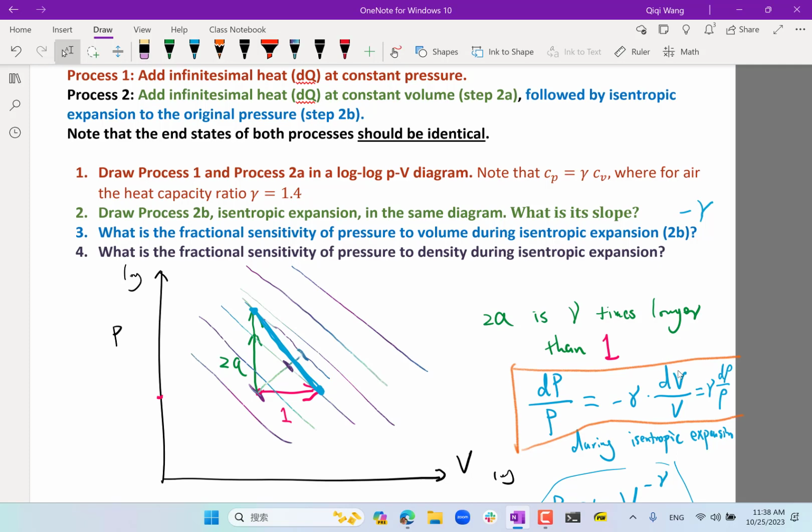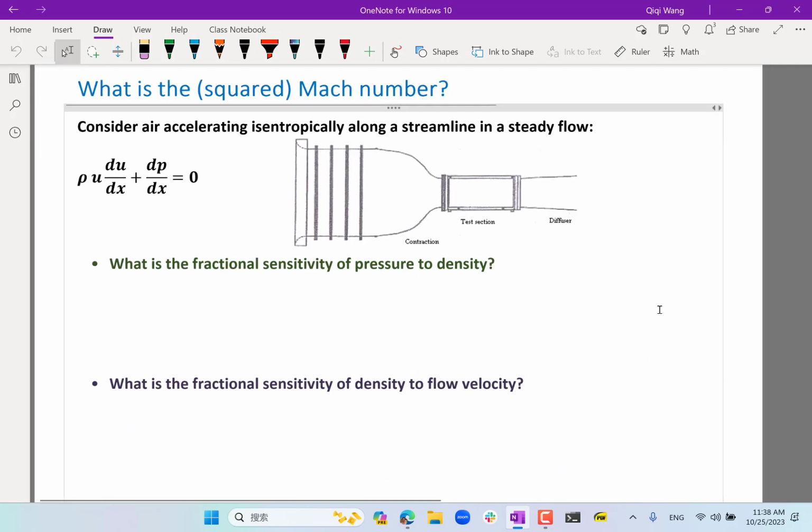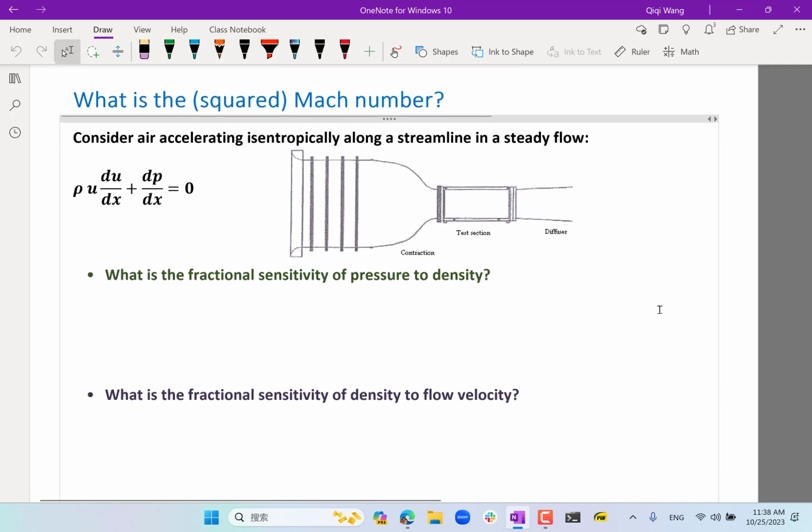Okay, so let's now use this equation to derive something new. I want to derive the Mach number without telling you the Mach number has anything to do with the speed of sound. So you all know that the Mach number is the ratio of velocity to the speed of sound, right?